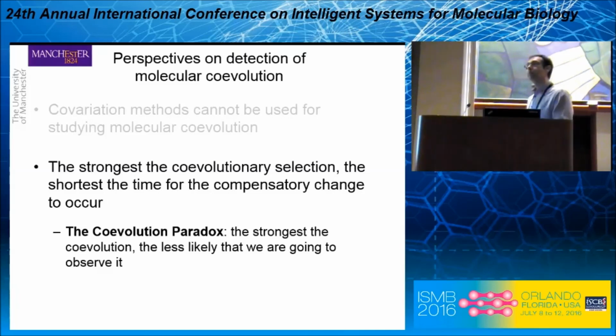before the first mutation gets purged from the population. And this leads to the coevolution paradox. That is, the stronger the coevolution, the less likely that we are going to observe it.